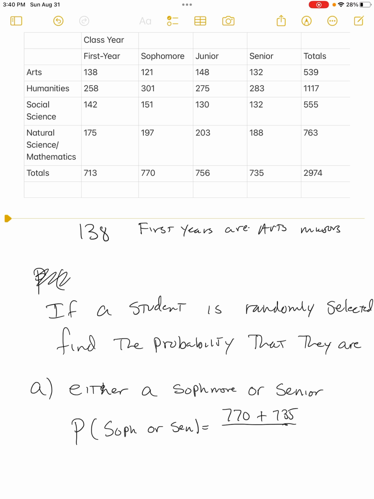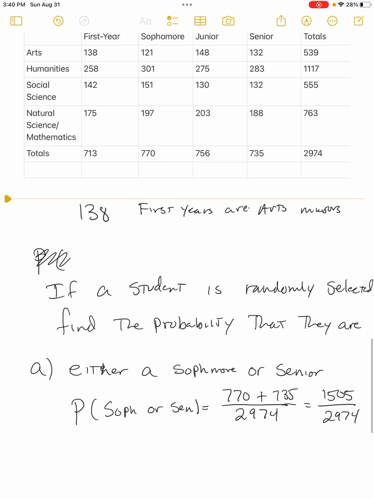Do you happen to know what our bottom number is? Our bottom number should be the total number of students, which it tells us is 2,974. So we're almost done. We just have to grab our calculators and add 770 and 735 and come up with 1505 out of 2,974. That's a fine answer, right? You could also, if you wanted to, reduce that fraction if it does reduce. Not sure if it does. A little bit tricky there. Or you could express it as a decimal, but this is a perfectly fine answer because we can see it.